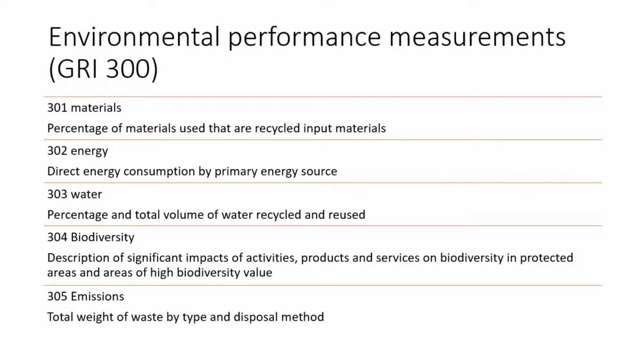The next is the social performance measures. They are the 400 items. It's about the rights of indigenous people, local communities, marketing and labeling, and customer privacy.